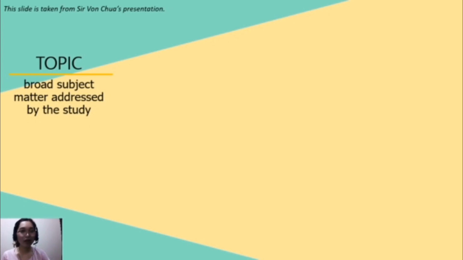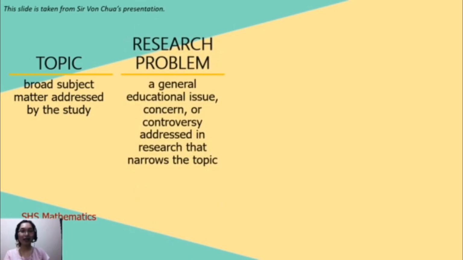Before we proceed to discuss the statement of the problem, the research questions, as well as the scope and delimitation, let us first review this. The topic, as we have discussed before, is the broad subject matter addressed by the study. For example, senior high school mathematics. The research problem is the general issue, concern, or controversy addressed in research that narrows the topic.